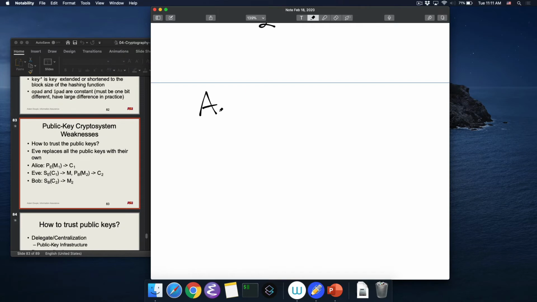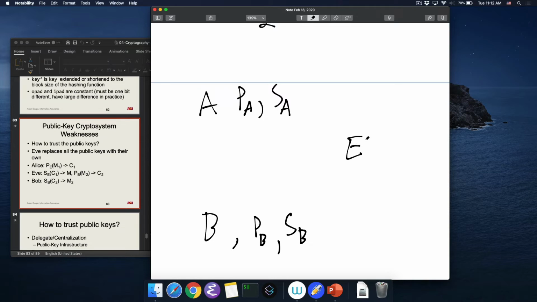So I have Alice and Bob, and they all have their keys, right? Bob's public key, Bob's secret key, Alice's public key, and the secret key of Alice. But they don't know each other's keys. So now how do they communicate? And we have Eve over here. So remember, we can't forget about Eve.